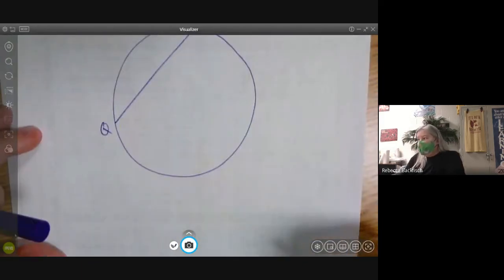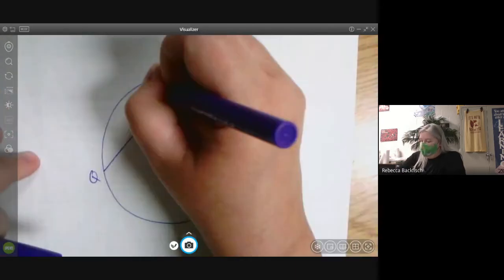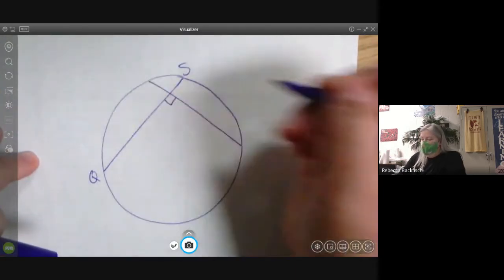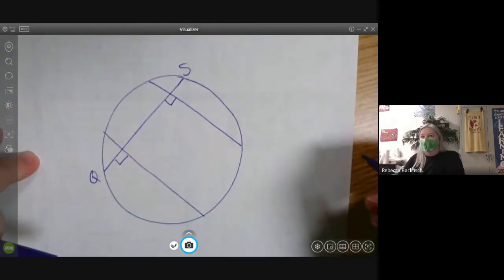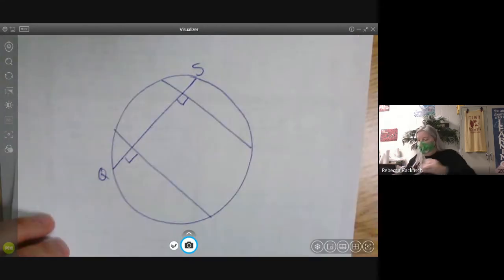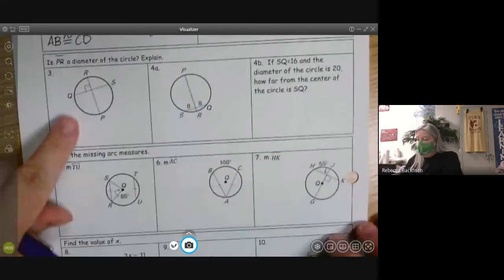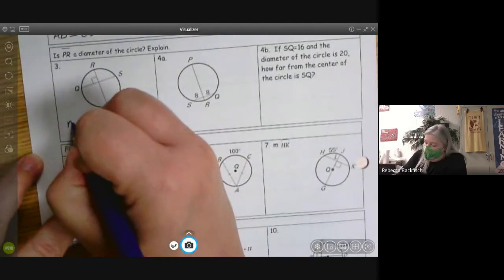I can easily draw another segment that's perpendicular to that and is not a diameter. I could do it here, I could do it here. I could draw lots of segments that are perpendicular, but they're not diameters. So just knowing it's perpendicular is not enough to say that's a diameter. So I would probably just say not necessarily.